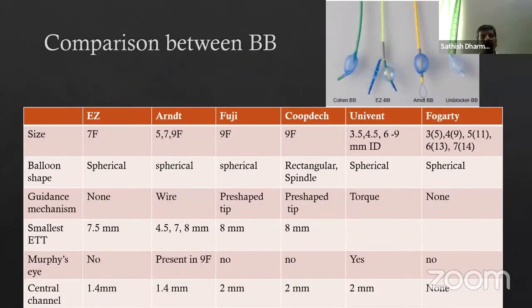This chart shows the comparison between different bronchial blockers. From EZ blocker to Fogarty catheters, you can see the type of the balloon, the guiding mechanism, the smallest endotracheal tube required for each blocker, and the central channel. The central channel is used for suctioning or for deflation. But as you all know, compared to a DLT, it is not easy to deflate so easily with the bronchial blocker.